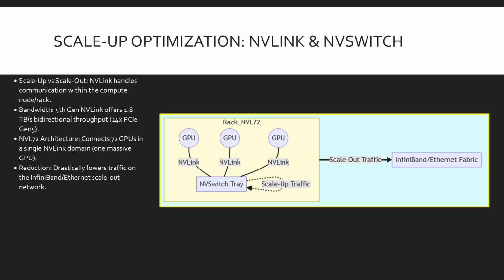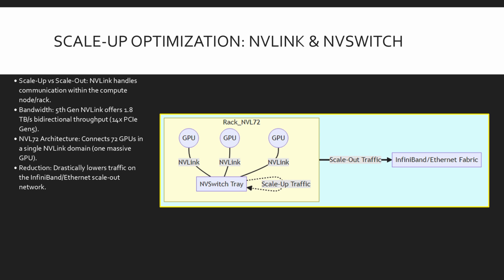Before traffic even hits the NICs, we optimize inside the rack. This is scale-up. NVIDIA's NVLink and NVSwitch technologies allow GPUs to talk to each other at massive speeds, 1.8 terabytes per second. With the GB200 NVL72 architecture, we connect 72 GPUs into a single NVLink domain. They act as one giant GPU. This is crucial because it keeps the heaviest communication traffic, like tensor parallelism, entirely off the Ethernet or InfiniBand network, reserving that bandwidth for inter-rack scale-out communication.